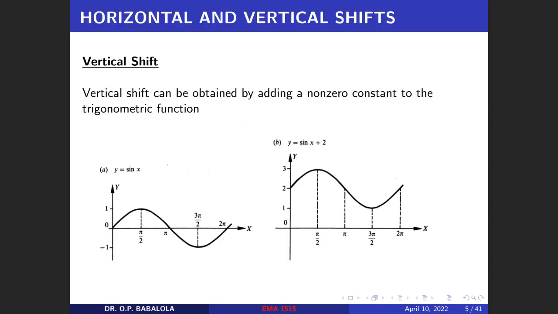They are pretty straightforward. Now, we can have horizontal and vertical shifts of our function. Let's look at what vertical shift implies. Vertical shift can be obtained by adding a non-zero constant to the trig function, and these are examples.